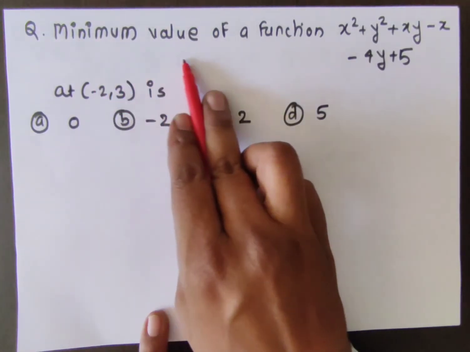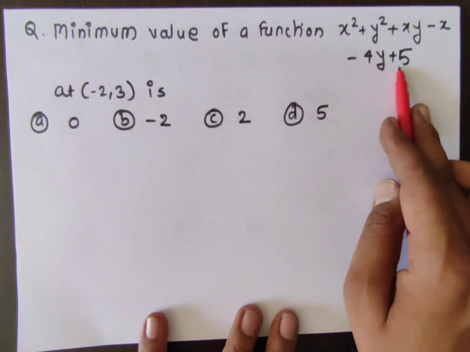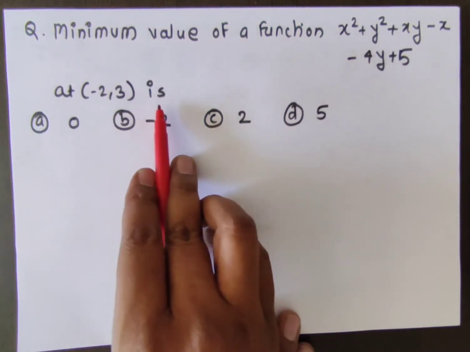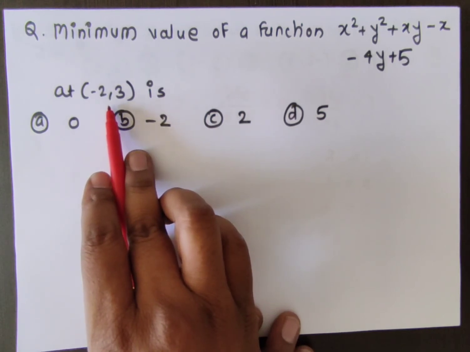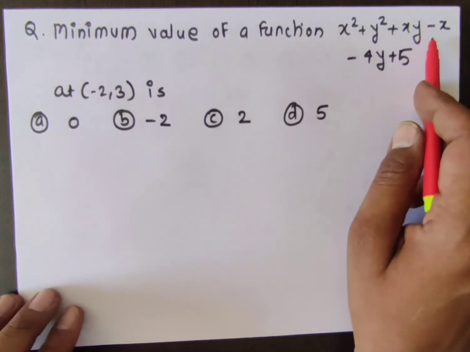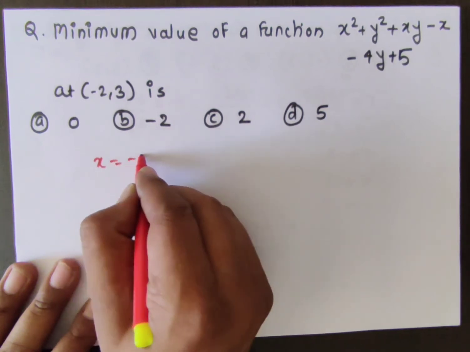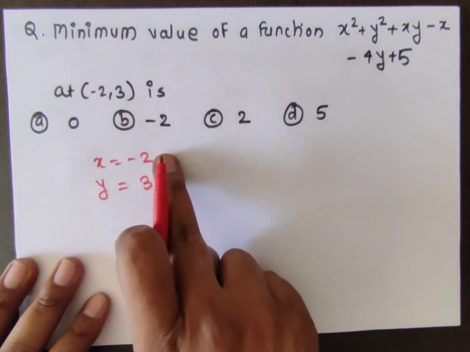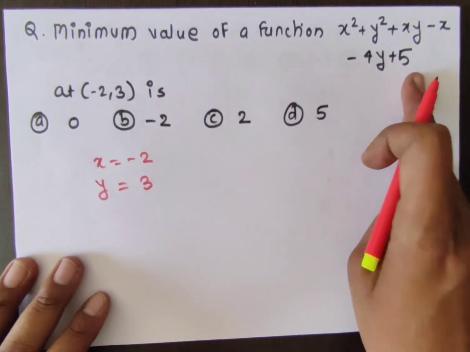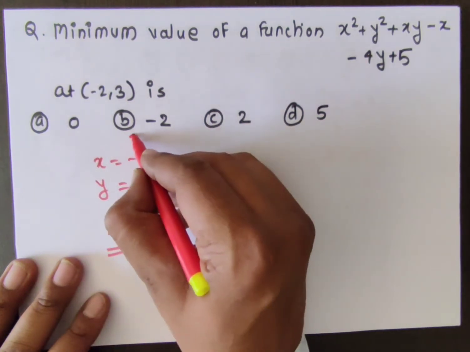What is the minimum value of the function x square plus y square plus xy minus x minus 4y plus 5 at (minus 2, 3)? So indirectly they have given that (minus 2, 3) is the minimum point, and we need to substitute this into the function to get the minimum value. Means we need to substitute in place of x minus 2, in place of y 3, and we get the corresponding value. By substituting these two values into this, we get the minimum value, that is minus 2. So minus 2 is our final answer.